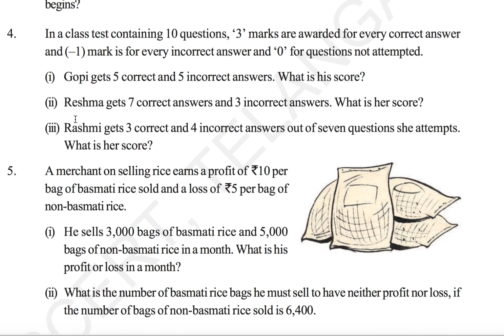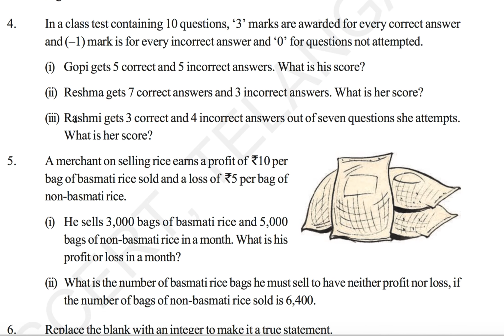In a class test containing 10 questions, 3 marks are awarded for every correct answer and minus 1 mark for every incorrect answer and 0 for questions not attempted. Gopi gets 5 correct, 5 incorrect. What is his score? 5 correct is 15, 5 incorrect minus 5. 10 marks. Okay.